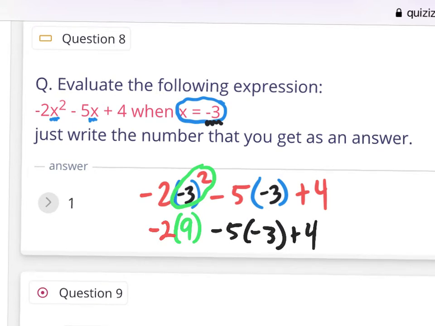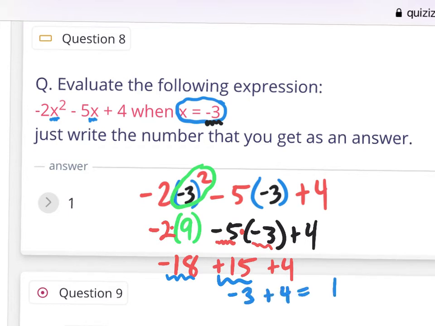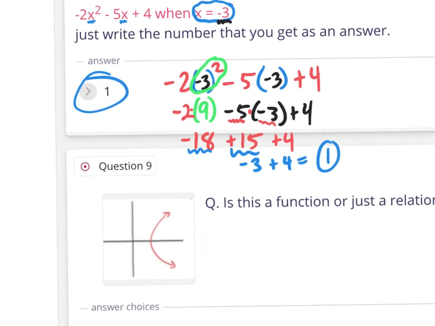So now let's multiply the negative 2 times 9 and also the, I want to call it a negative 5 times negative 3. Even though it's a minus 5, I want to call it a negative 5. So what is negative 2 times 9? That's negative 18. What's negative 5 times negative 3? That's positive 15. Bring down the plus 4. And now from left to right, just add and subtract. If you owe 18 and you have 15, you're still going to owe 3. But if you owe 3 and you have 4, you're going to have 1 left over. And that's the answer right there. The answer is 1. Let's move on to question 9.